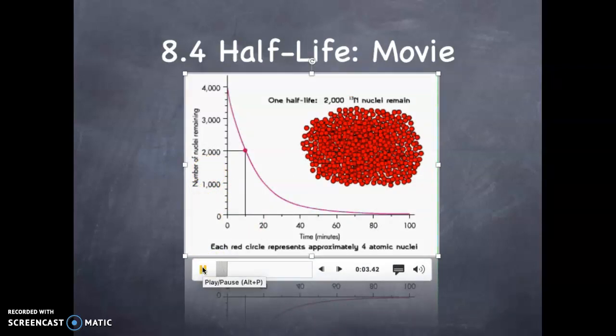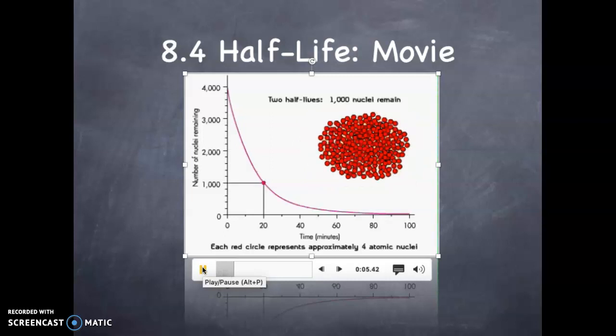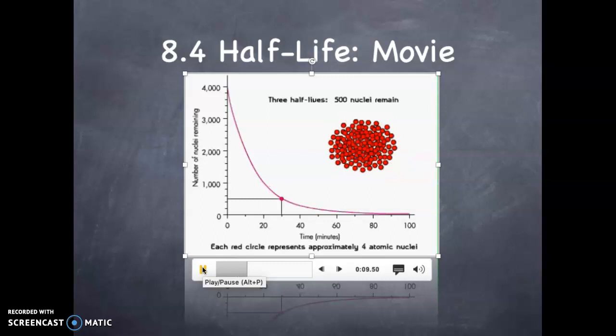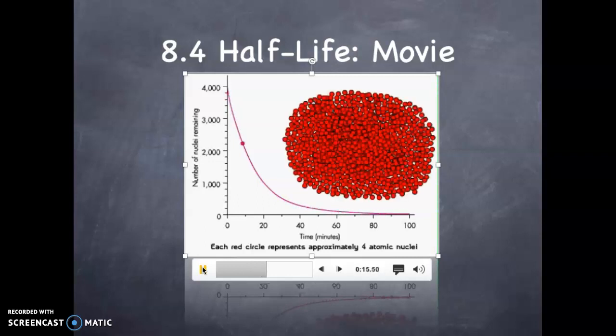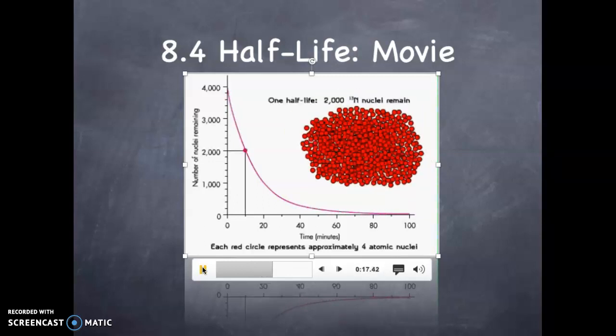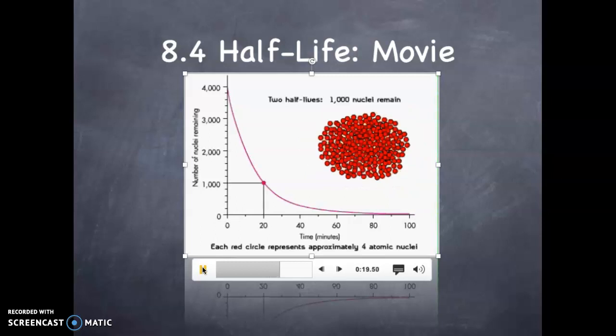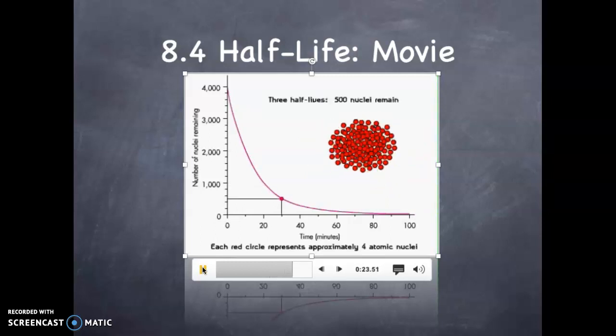The number of remaining 13N nuclei declines with time. 13N is an unstable isotope with a half-life of 10 minutes. After 1 half-life, only half of the original 4,000 nuclei remain. During each succeeding half-life, the number of remaining nuclei drops by half.